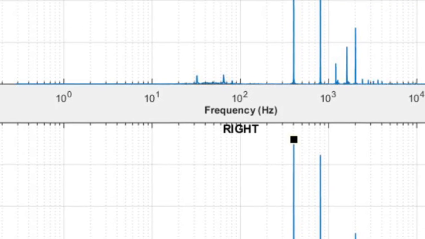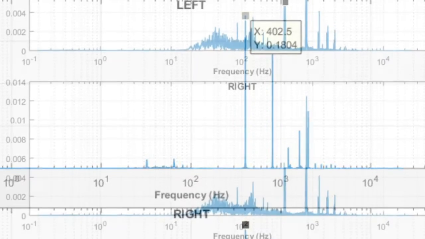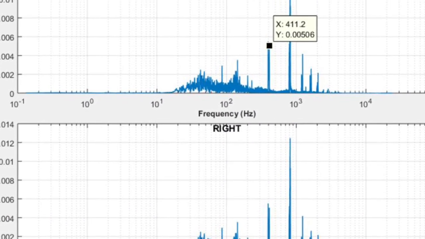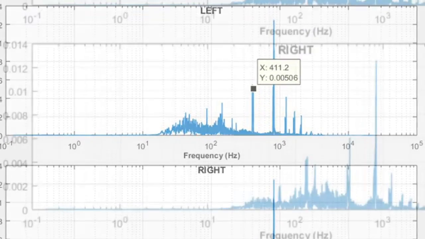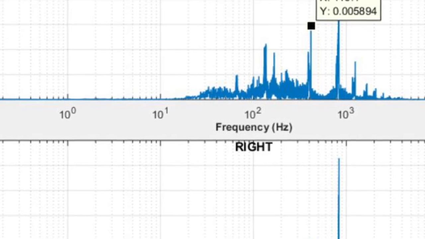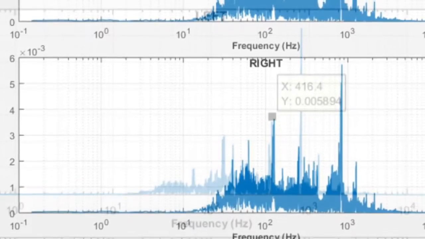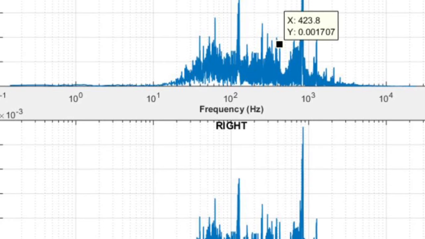Once we introduce the audio recordings into AudioFrag, we obtained that the peak for 20 kilometers an hour was 411.2. For 40 kilometers an hour, it was 416.4, and for 60 kilometers an hour it was 423.8. This is really close to the calculations we had of the frequencies.